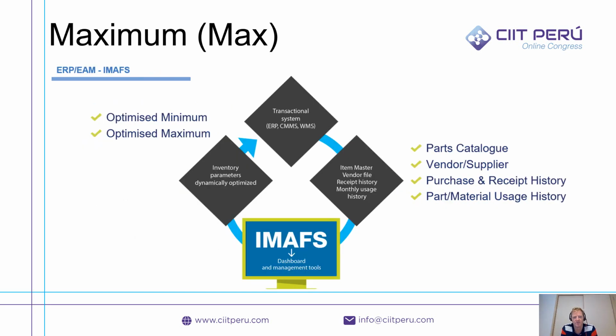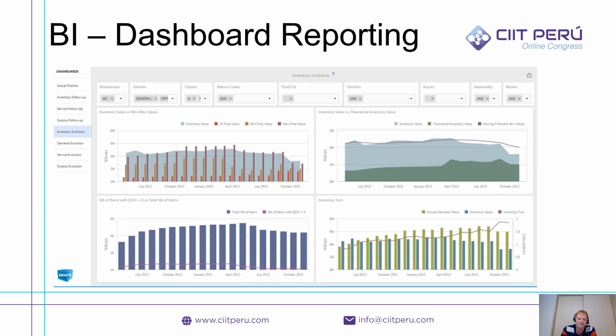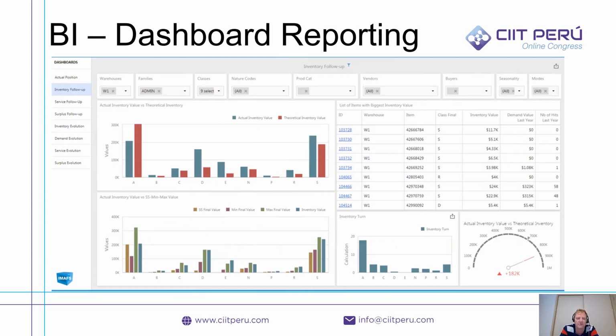So again, the process: we've taken data out of the transactional system, we've applied all these parameters and artificial intelligence, and we then feed that optimized min-max back into the ERP system. So we have BI dashboard reporting. As I mentioned, this is essential because you want to see the benefits of the work that you're doing through pulling these parts in, optimizing, and then sending those back. A good BI dashboard reporting tool should provide plenty of filters, so you can filter on different parts and on the different classes, and review that information going forward.